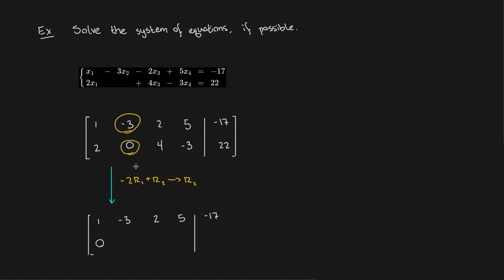-2 times 3 is 6, plus 0 is 6. -2 times 2 is -4, plus 4 is 0. And -2 times 5 is -10, plus -3 is -13. And finally, -2 times -17 is positive 34. 34 plus 22 is 56.